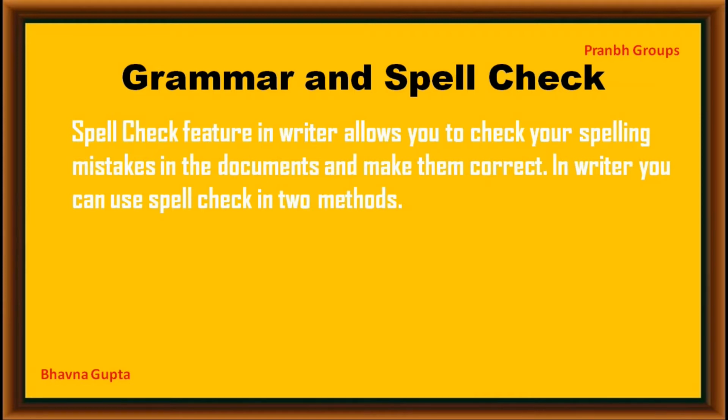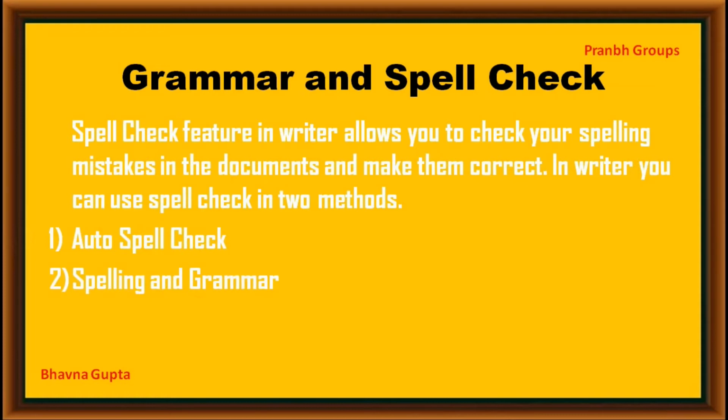In the Writer, you can use spell check in two methods. First one, auto spell check. If auto spell check is activated, as you type the word, Writer automatically checks and shows it with a red underline if it is wrong or unmatched to the dictionary.